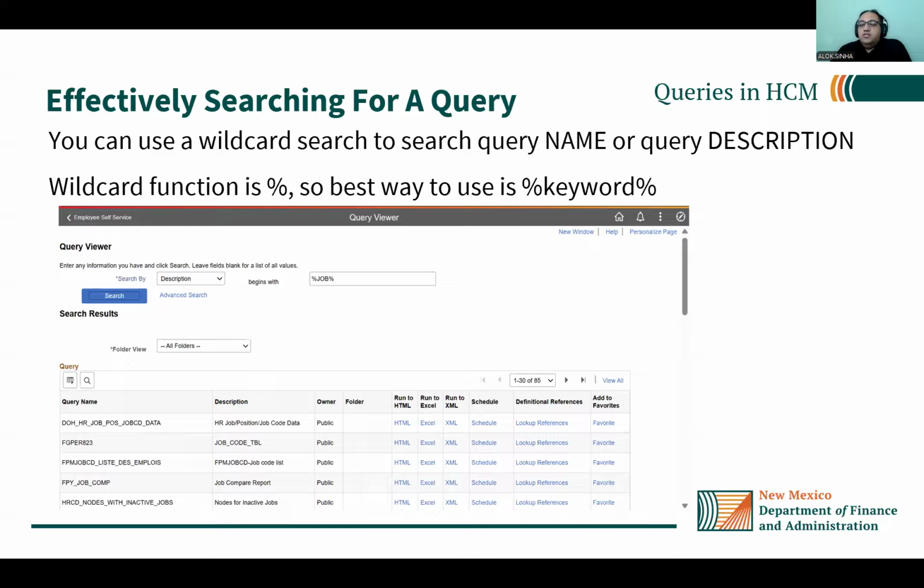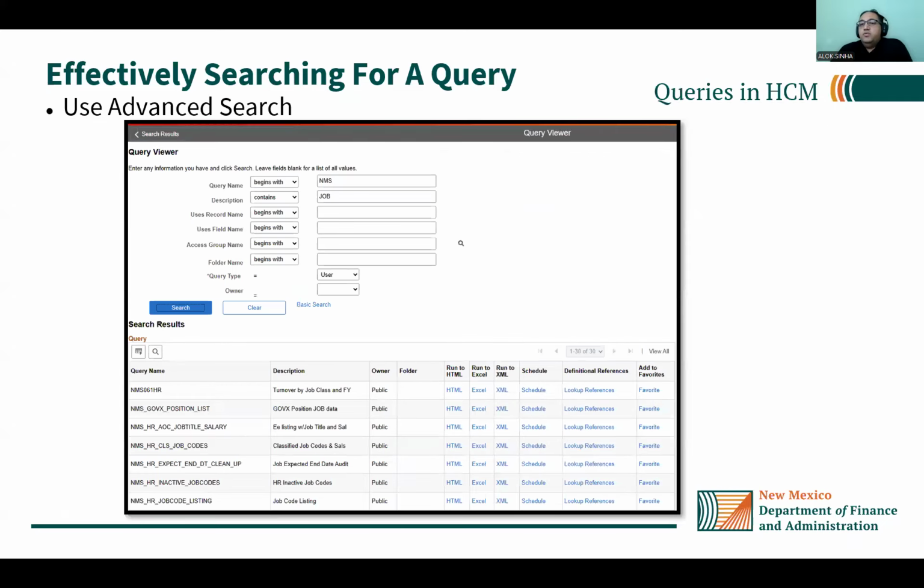The final way to search, go ahead and click forward one more time, Claudette, is through the advanced search page. Here you can type in factors you know, and you can use different modifiers. So it can begin with, end with, contains. Those are kind of the different modifiers. You can put in more than one criteria to search against as well.